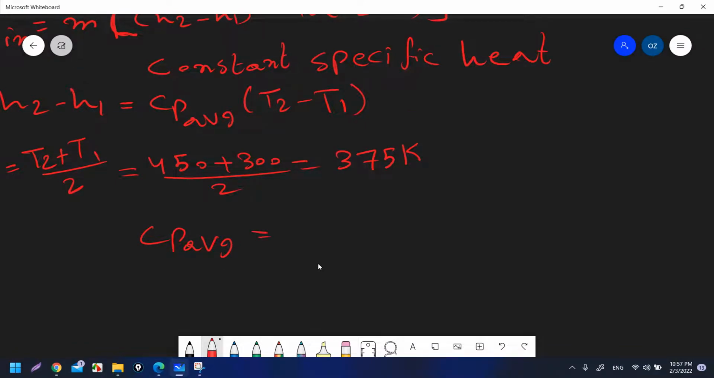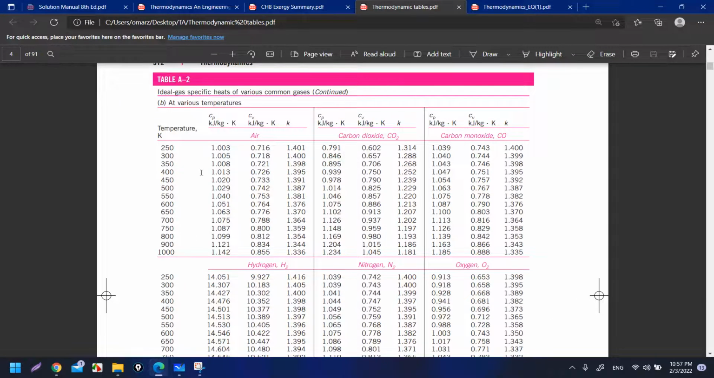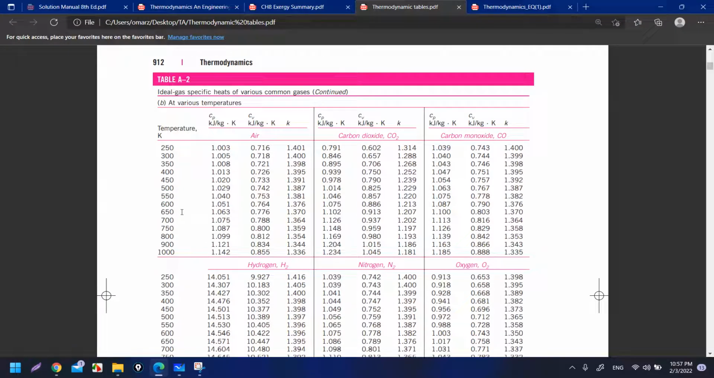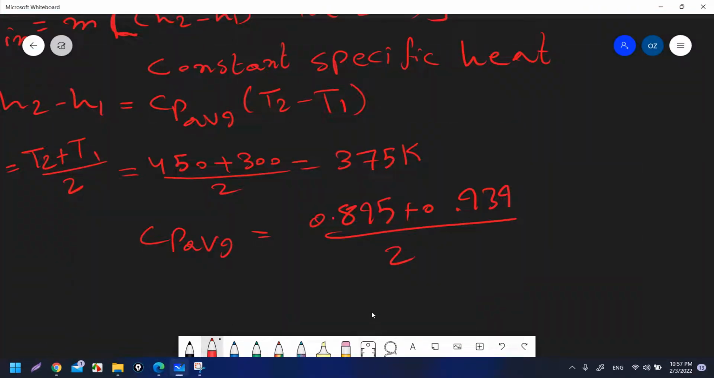CB average will equal (0.895 plus 0.939) over 2. 0.895 is the one at 350, and 0.939 is the one at 400. Okay, I will add them and divide by 2, so I can get my CB at 375. It is a faster interpolation.